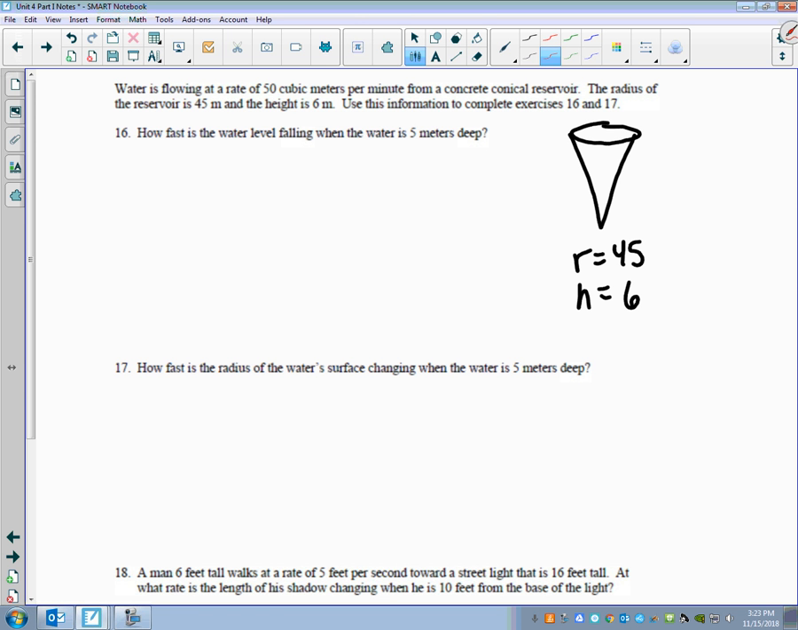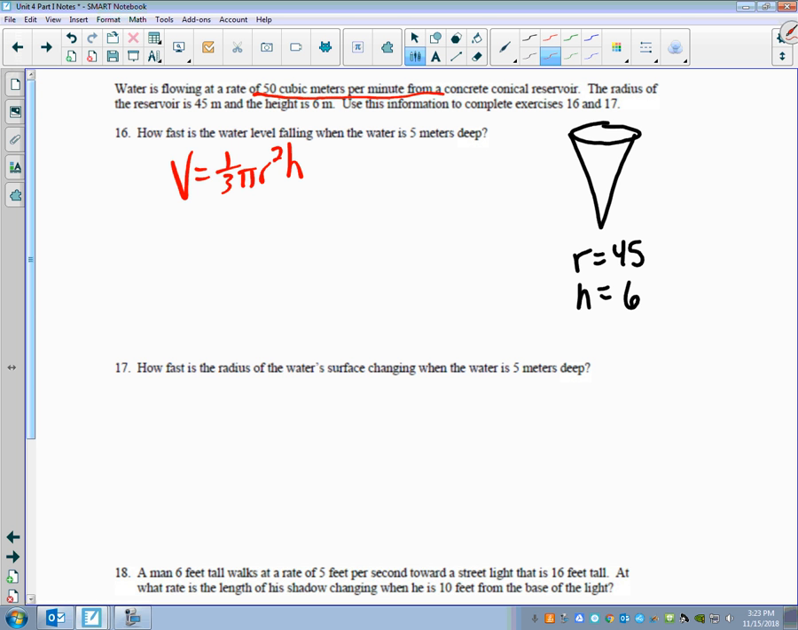So the water level, that would be like the volume again, just like the other ones, right? So that would be volume equals 1/3 pi r squared h. So this is just like the other one that we set up. I feel like I'm missing... Oh, there we go. Water is flowing at a rate of 50 cubic meters per minute from a concrete reservoir.